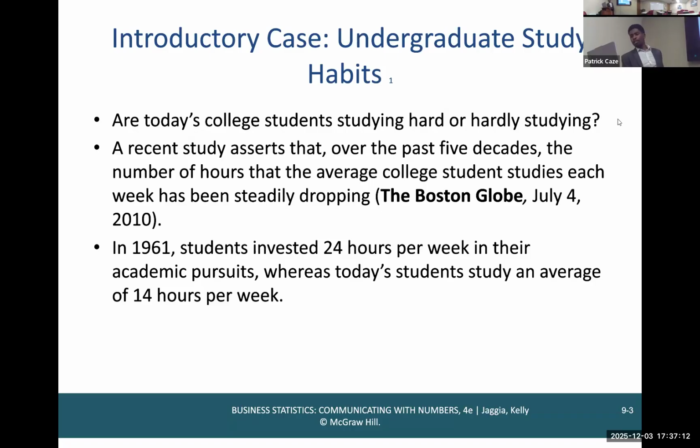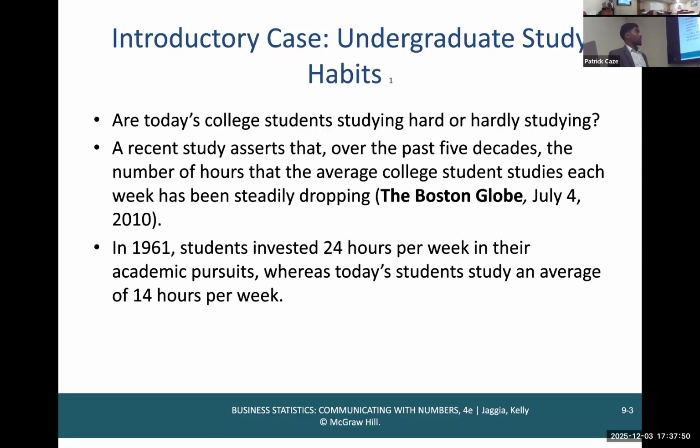So the introductory case today is called "Is Student Studying Hardy Studying?" That's the question at hand. A recent study asserts that over the past 5 decades, the number of hours the average college student studies each week has been steadily dropping, right? In 1961, students invested 24 hours per week in their academic pursuits, whereas today students study an average of 14 hours. A lot of things could go into why that is the case. We have technology, not to say we're smart or anything like that, but we have more resources at hand that help us learn faster, right?